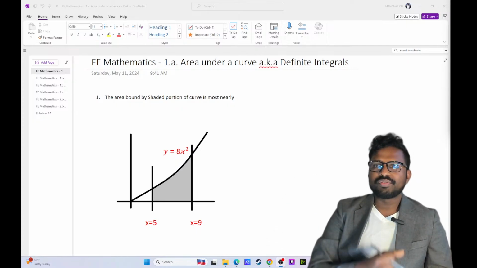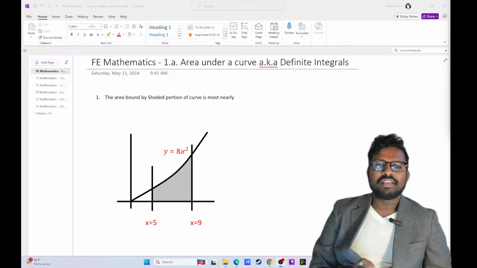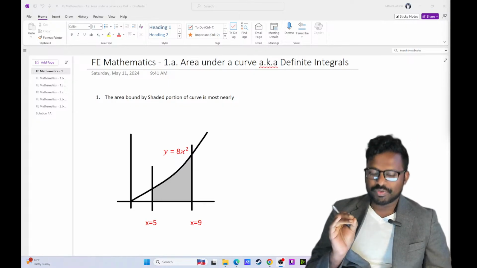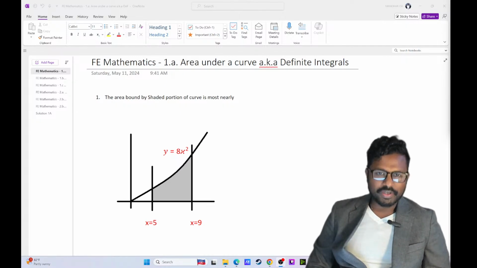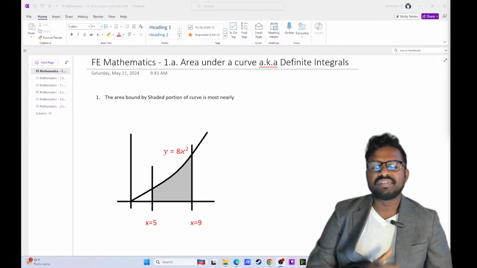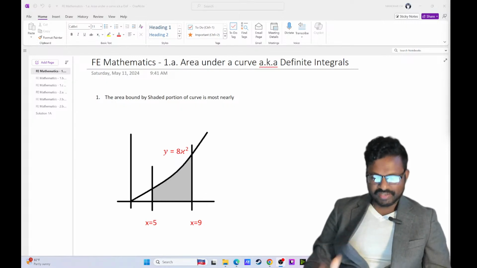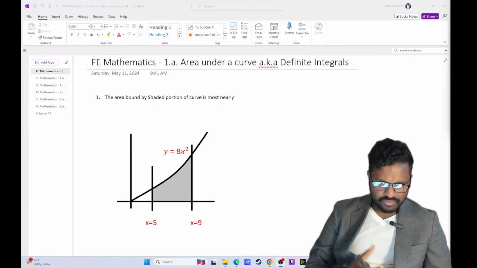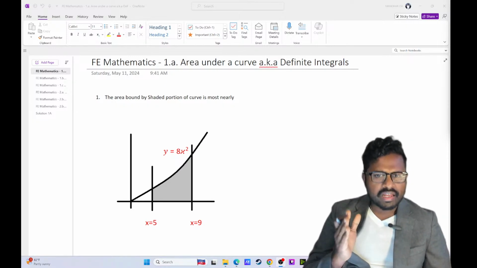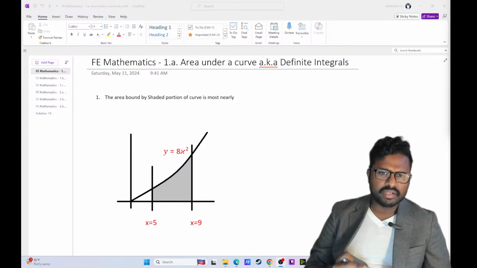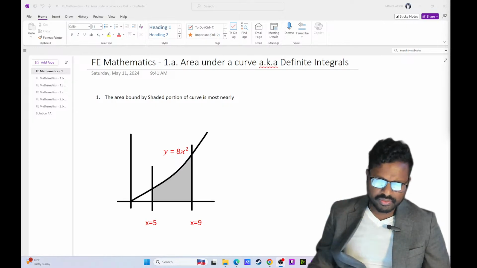Okay, let me redo this one more time. Today we are going to start with FE mathematics, one of the simplest and most important problems, the area under curve. So what exactly is area under curve? Area under curve is simply a curve with the equation y is equal to 8x square passing through the origin within the limits x is equal to 5 and x is equal to 9. And they are asking you to find the shaded part that lies between the curve and x-axis between these two limits.